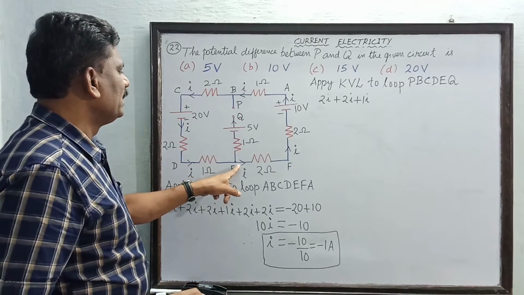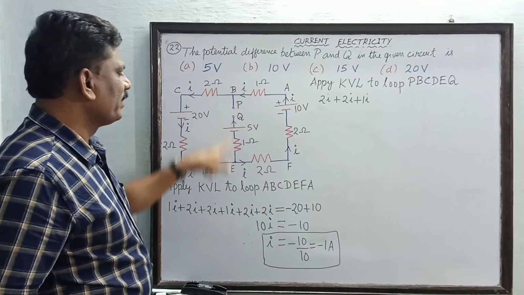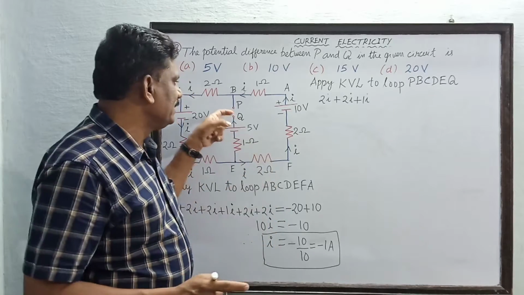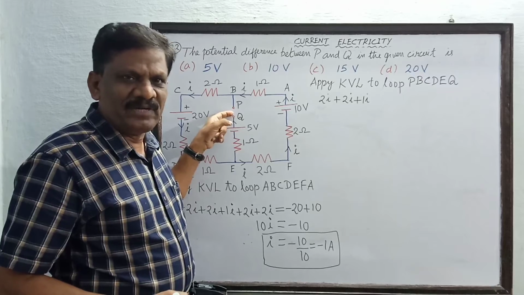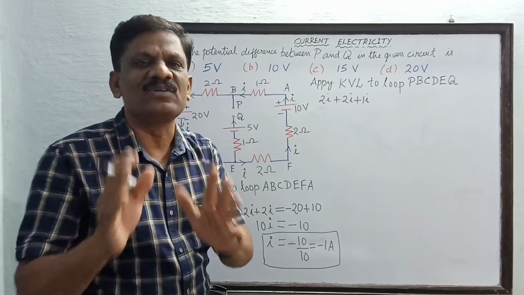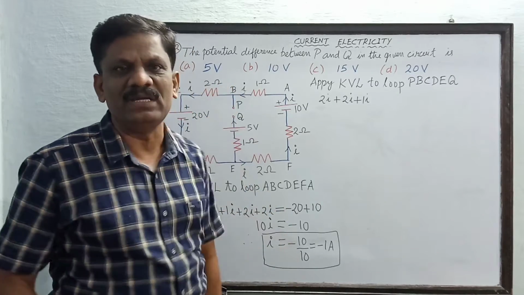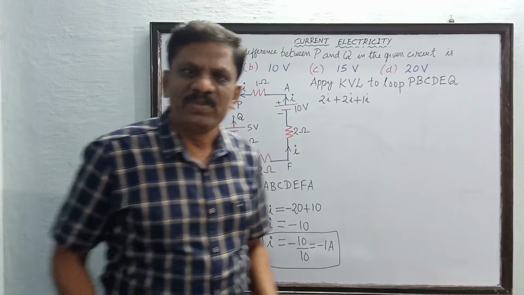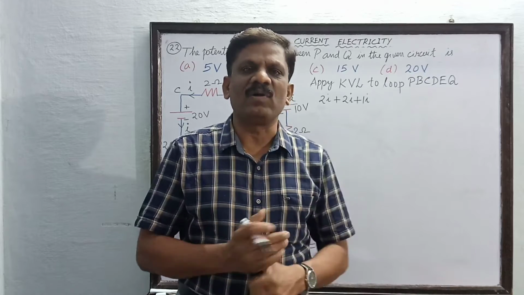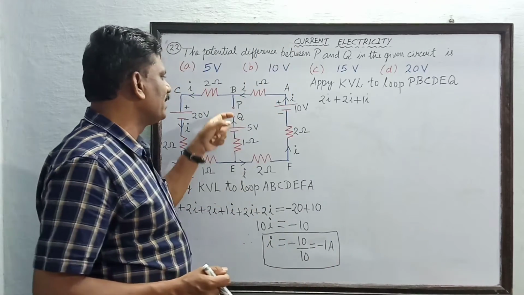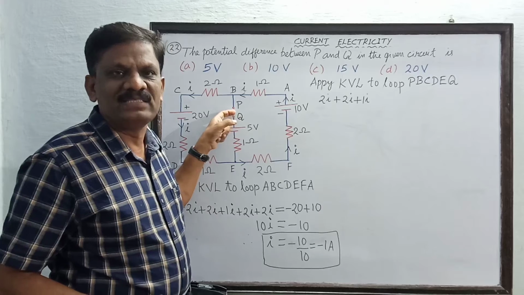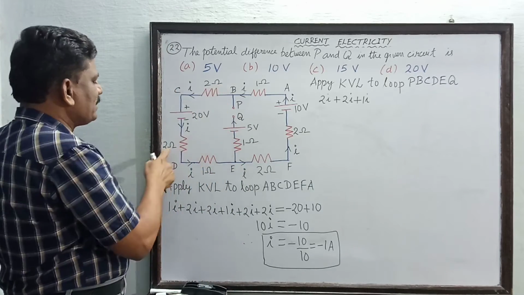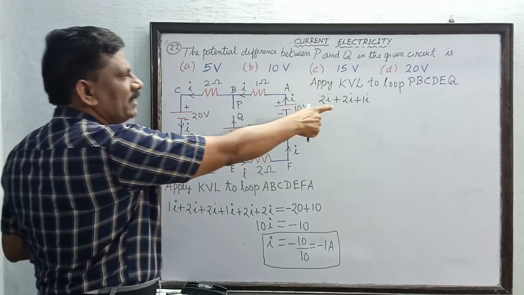Then from E up to B, there is a resistance of 1 ohm. But since it is disconnected between P and Q, no current is going to flow in this branch E to B. Therefore, the IR product stops with this only. Have you understood? Why is there no IR product available between E and B? Because this branch is open. No current will flow in this branch. So, 2I plus 1I, I have written.